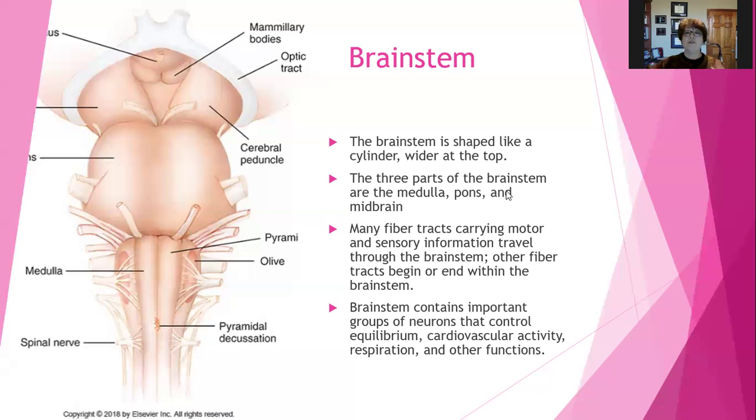So there are lots of fiber tracts carrying motor and sensory information traveling through the brainstem. Some tracks begin and end within the brainstem, but a lot of them are just going through. So pons, that's that bridge effect, if you want to think of it that way. The brainstem contains important groups of neurons that control our equilibrium, cardiovascular activity, respiration, and other functions. So if your brainstem is damaged, that could be really, really serious because it controls vital functions. And we'll talk about disorders of the brainstem later on.